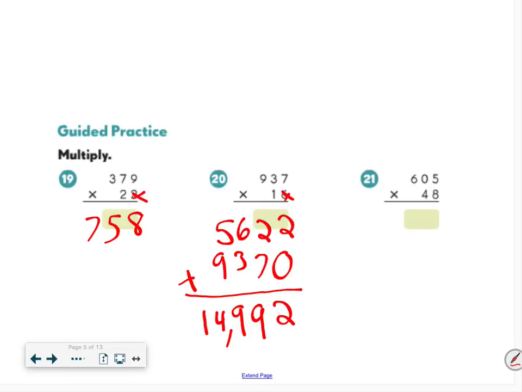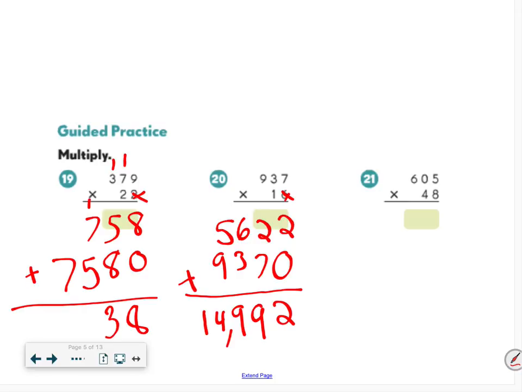I know that this 2 is really 20, so I have to put down my 0. 2 times 9 is 18. 2 times 7 is 14, plus 1 is 15. 2 times 3 is 6, plus 1 is 7. And now I can add them together. 8 plus 5 is 13. 5 plus 7 plus 1 is also 13. 7 plus 1 is 8. And I got 8,338. Okay?